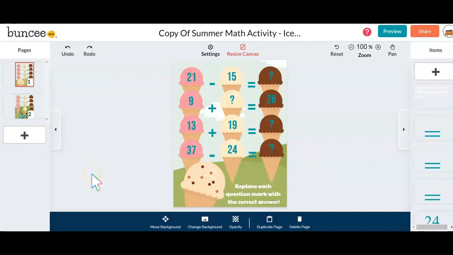Instead of a worksheet, you can just give them an activity on Buncee, which I really like, and I hope that I'm able to somehow incorporate this in my teaching next year. I know it also has some features for grading. It's a good overall tool to use for various things in the classroom.